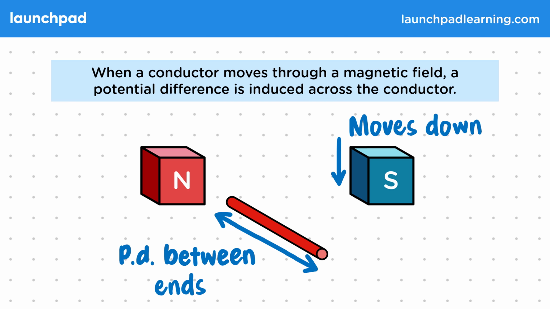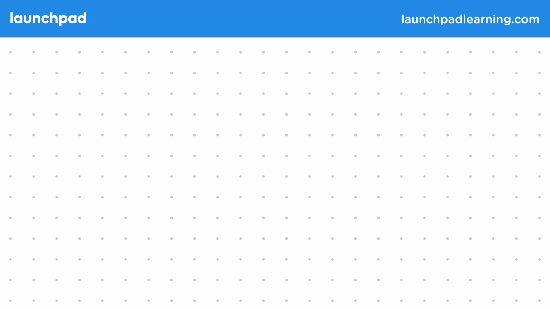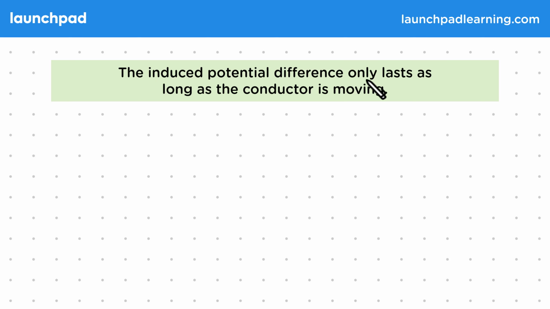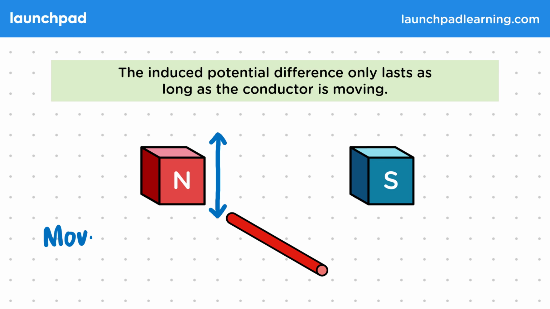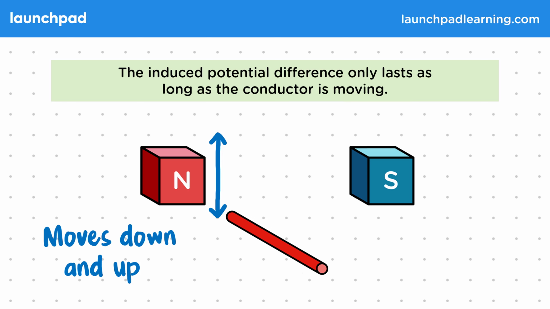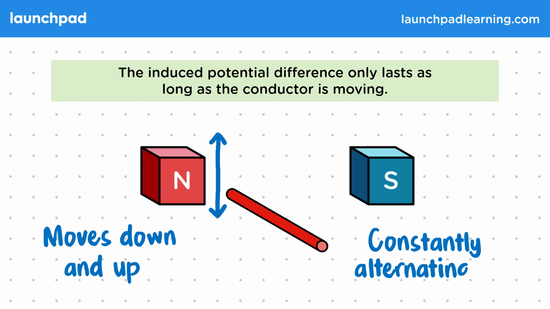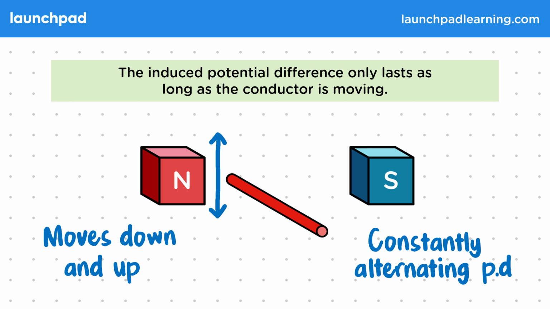But is this potential difference permanent? Well, the induced potential difference only lasts as long as the conductor is moving. So when we waved the conductor through the field, the potential difference would have only lasted for as long as the conductor was moving, which would have only been a brief moment. But if instead we keep waving the conductor and move it up and down like so, then it keeps moving in the field, so the potential difference won't go away. Technically, this would result in a constantly alternating potential difference, but we'll learn more about that elsewhere.